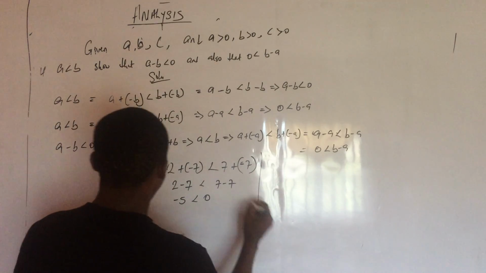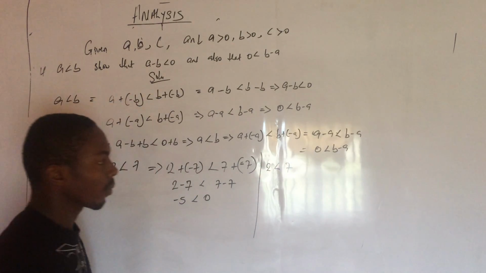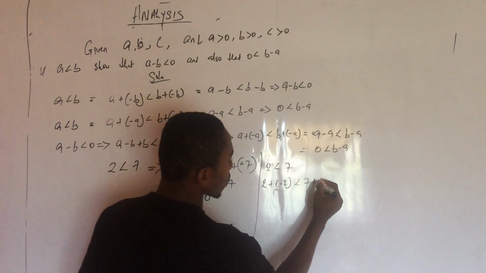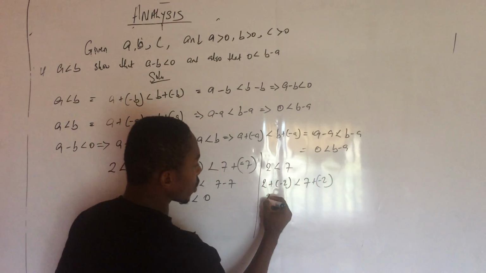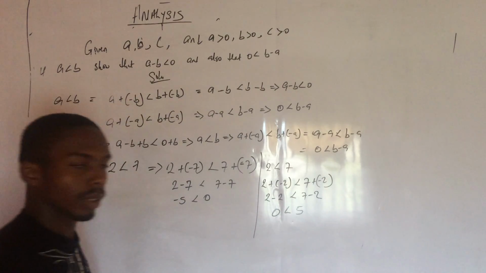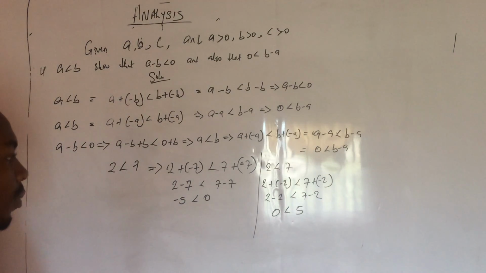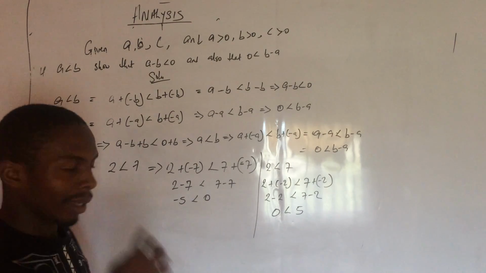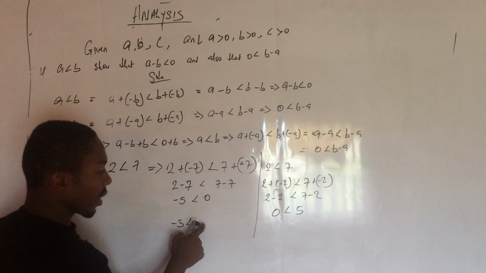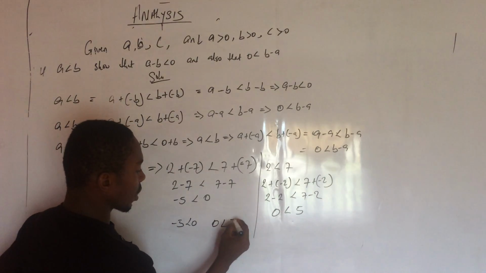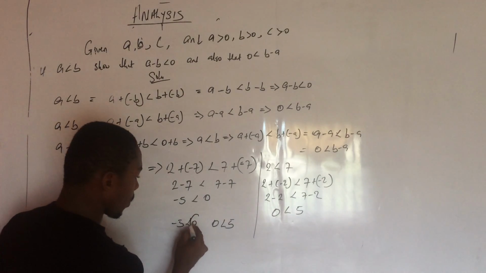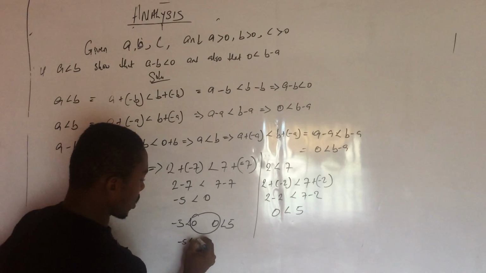Now let's do the next one. We say 2 is less than 7. So now we say 2 plus negative 2 is less than 7 plus negative 2. So now this is 2 minus 2 is less than 7 minus 2. So now this is 0 is less than 5. You see that? Now I want you to look at something. Here, minus 5 is less than 0, and here, 0 is less than 5. Do you see something? Now, we say minus 5 is less than 0 is less than 5.